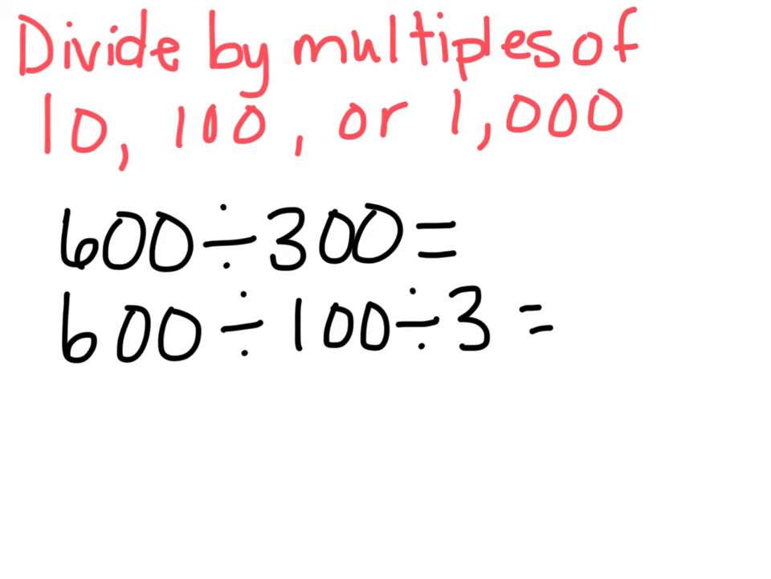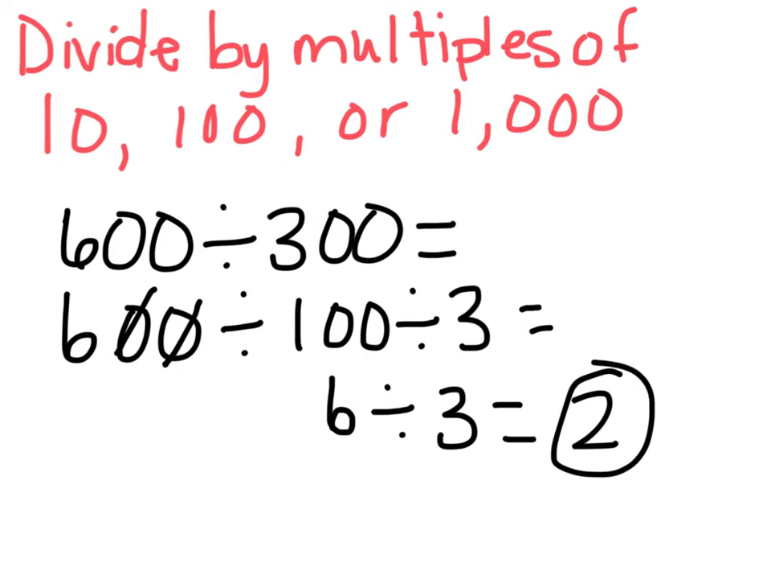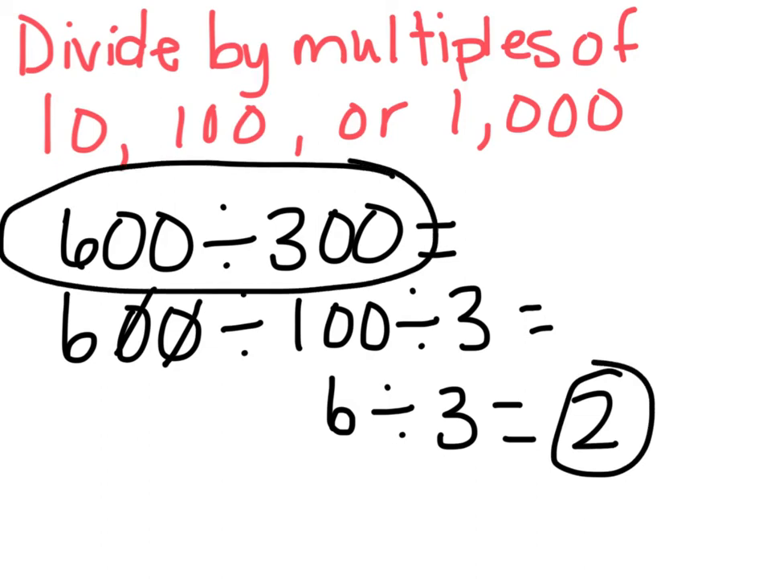If we're dividing by 100, we know that our rule is to drop 2 zeros. So our number becomes 6. 6 divided by 3 is 2. Therefore, 600 divided by 300 is 2.